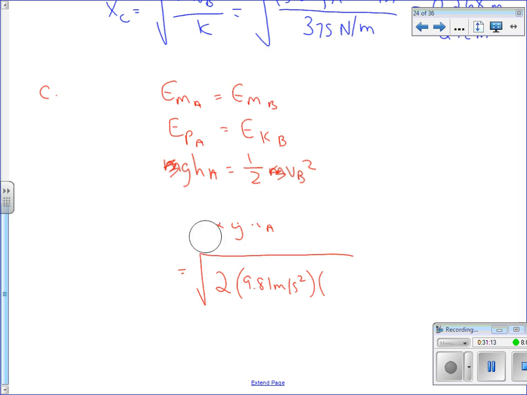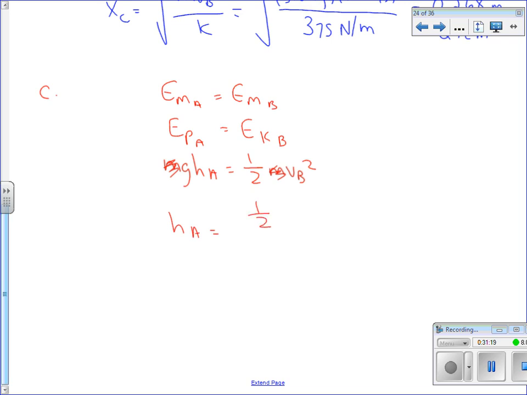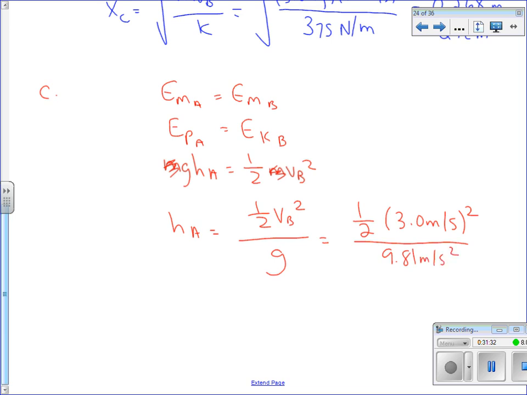Oh, I'm solving for the wrong thing. We're solving for height, not velocity. The height at A is 1/2 times the velocity at B squared divided by acceleration due to gravity. So 1/2 times 3.0 meters per second squared divided by 9.81 meters per second squared gives you a height of 0.46 meters or 46 centimeters.